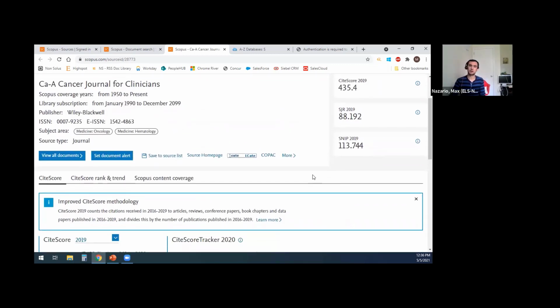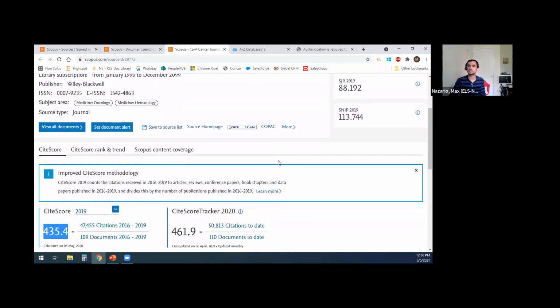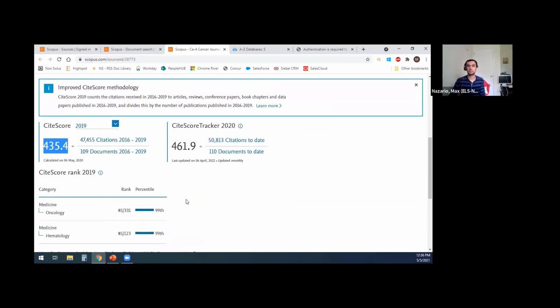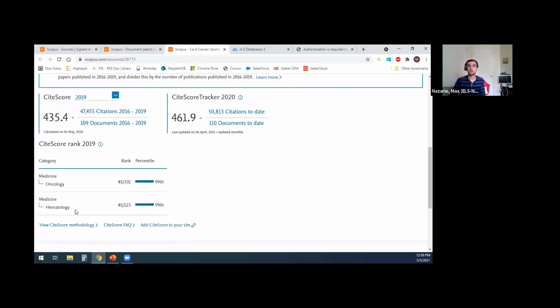SJR and SNIP are not specific to Scopus, and I can give more information about those if there's interest. But just in the interest of time, I'll go ahead and move on just very briefly to talk a little bit about some of the other features that Scopus has.